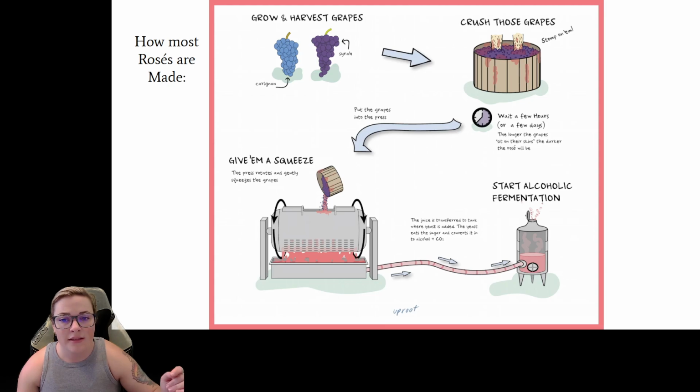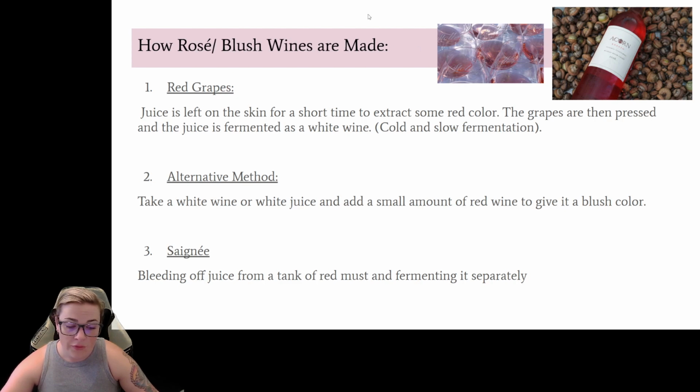Once it's pressed, then you would start your fermentation, right? So we typically don't start, you could start the fermentation here if you want. But we want to remove the skins at a set time, so that way we don't have too much color extraction, and then we work it just like a white wine from there. Hopefully that makes sense. Okay, so there's actually 3 different ways rosé or blush wine can be made, right?